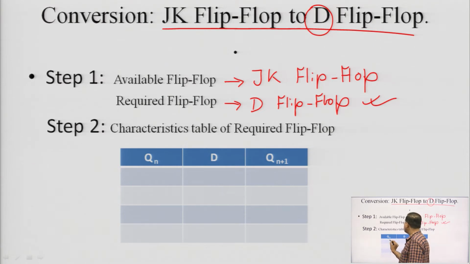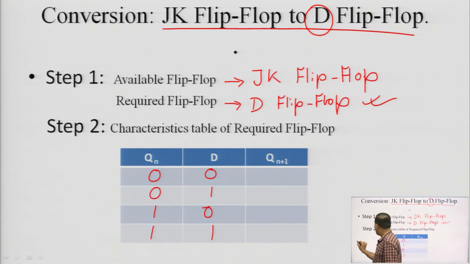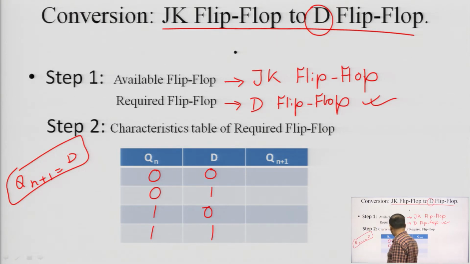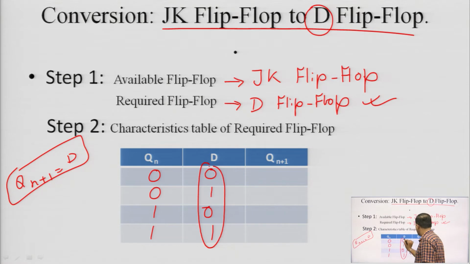Qn and D, two inputs. So, the combination is 0 0, 0 1, 1 0 and 1 1, and we know for D flip flop Qn plus 1 is equal to D. So, whatever the value of D, the same will be the value of Qn plus 1. So, we will just copy this whole thing here: 0 1 0 1. Is it clear to you? So, our characteristic table is made.